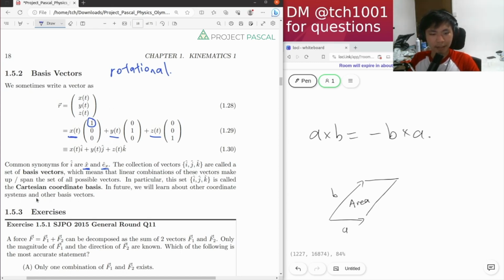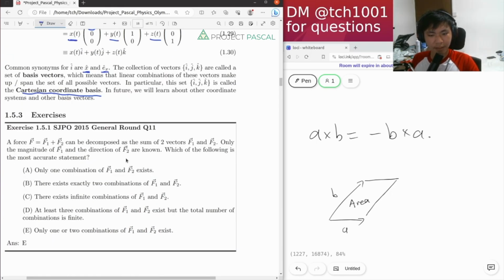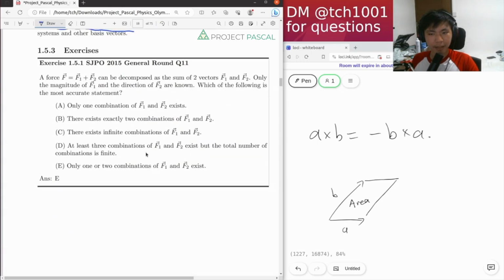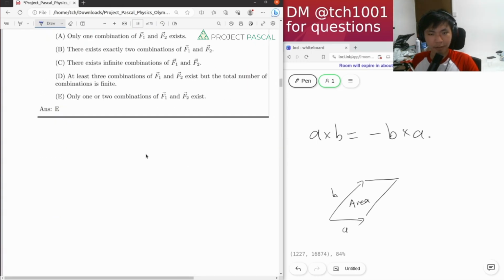So this is what we call the Cartesian coordinate basis. In the next lesson, when we talk about rotational motion, we'll talk about the polar basis vectors. Okay, so that's it for vectors. There are a few questions over here, but honestly, they are not good questions. I just picked them because they appear in the SJPO paper, but you can try them. I don't think they're very pedagogical, so I'm going to skip over them.